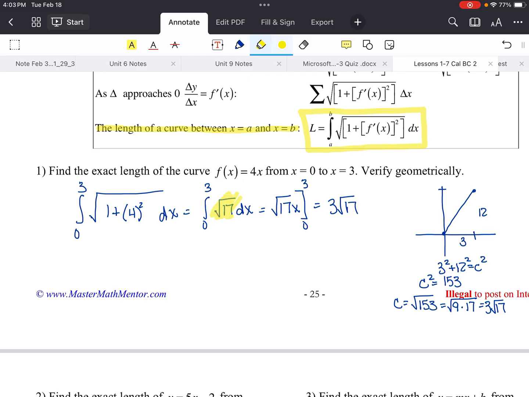So we need to do the antiderivative of root 17. That is x times root 17. Plug in 3, you get 3 root 17. Plug in 0, you get 0. So 3 square root of 17 is it.